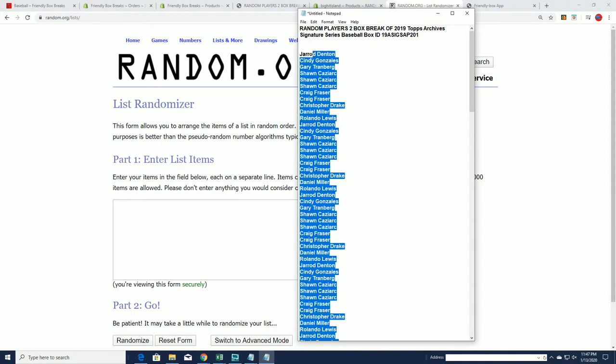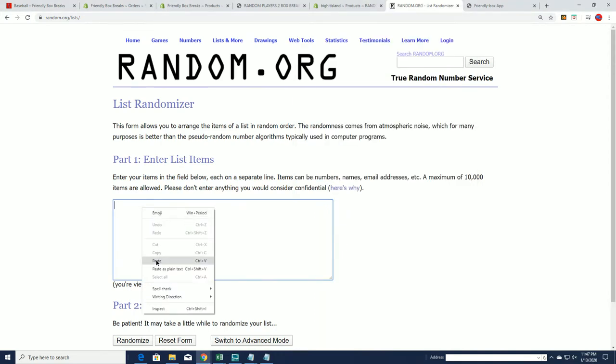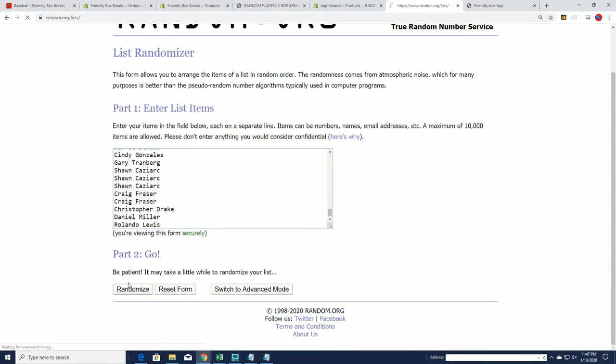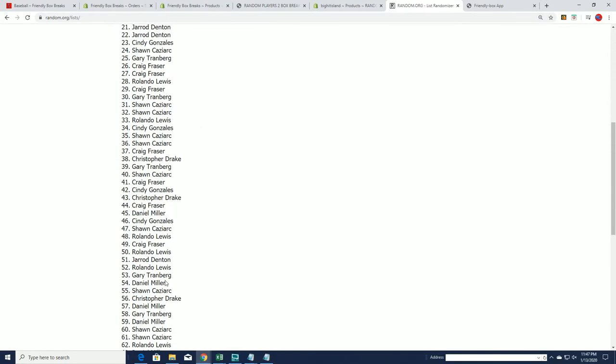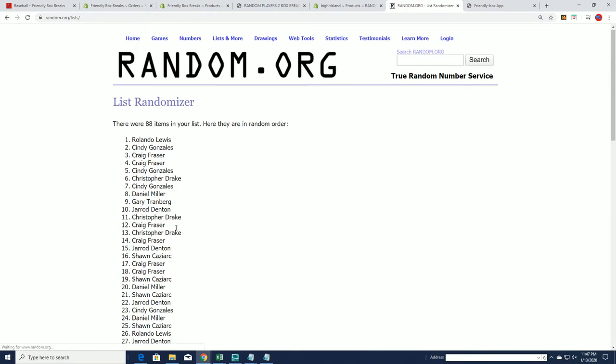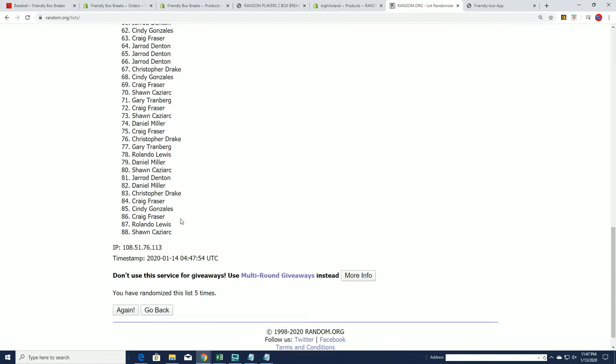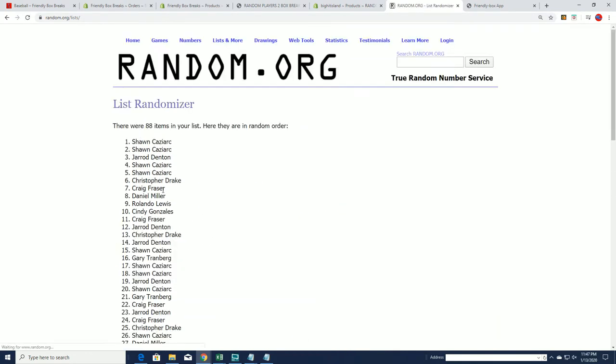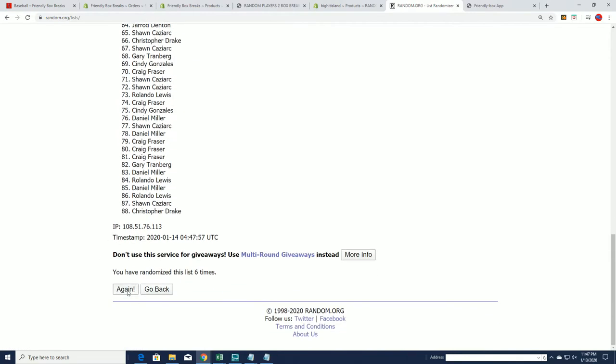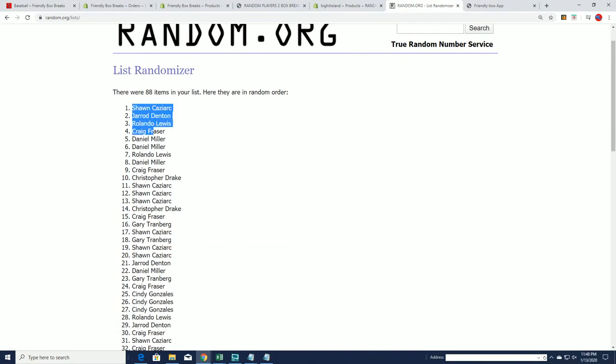Going through the randomizer seven times. Owner names. There we go. Seven times. Now, this is the first random. Then we'll randomize the checklist. So here's a lucky number seven, and that random is finished.